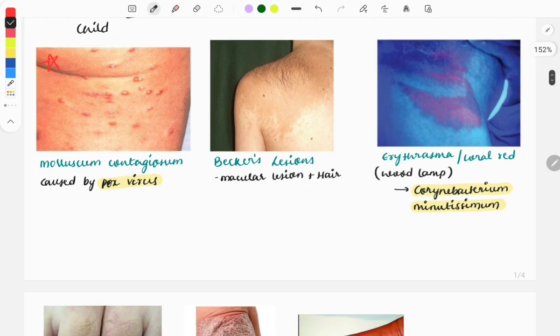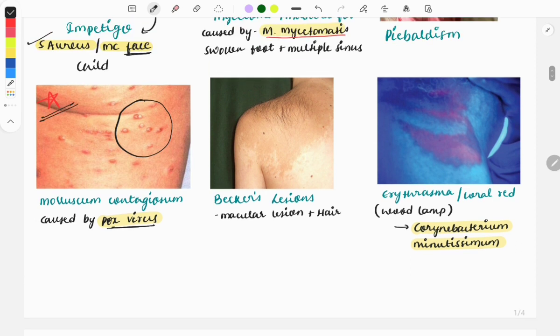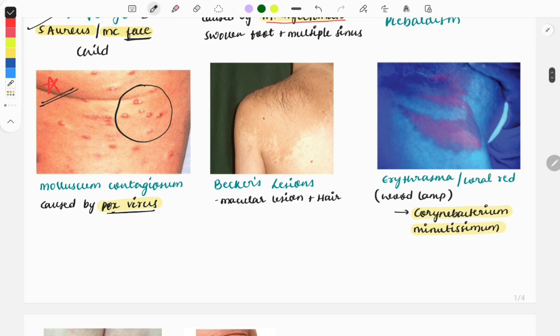So molluscum contagiosum is usually caused by a pox virus, and you can appreciate here the rash caused by this, it is clear and there will be central dimpling present in this. Okay, a very important question asked in relation with micro also. Then the next image, in this image is called Beck's lesion.